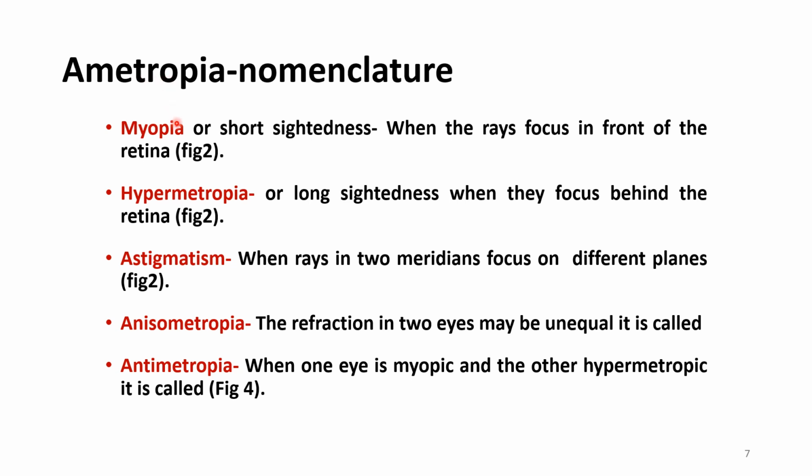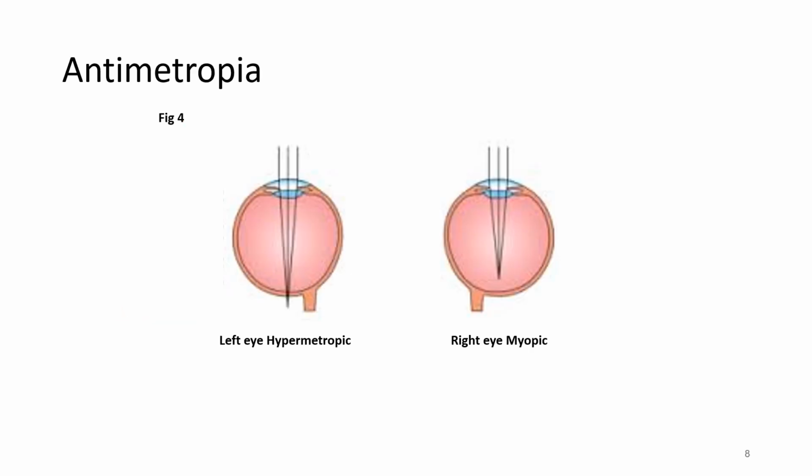We have already talked about myopia, hypermetropia and astigmatism. Now, the refraction in two eyes may be unequal, and this is called anisometropia. When one eye is myopic and the other hypermetropic, as shown in figure 4, it is called antimetropia. This figure illustrates antimetropia. The left eye is hypermetropic and the right eye is myopic.